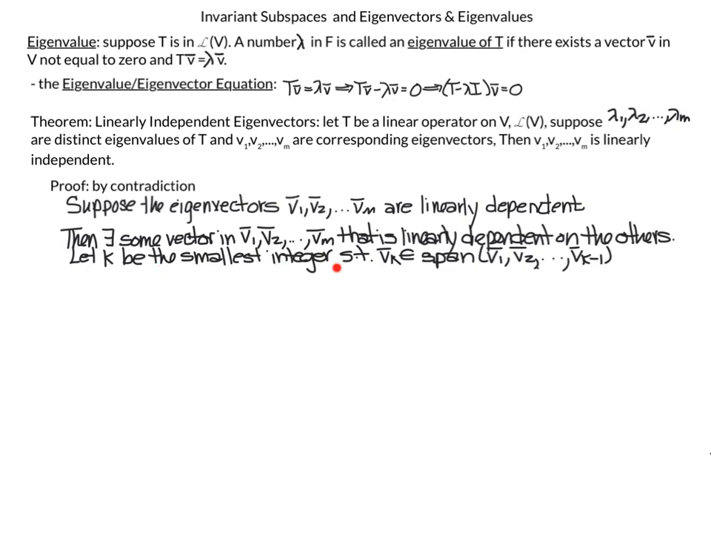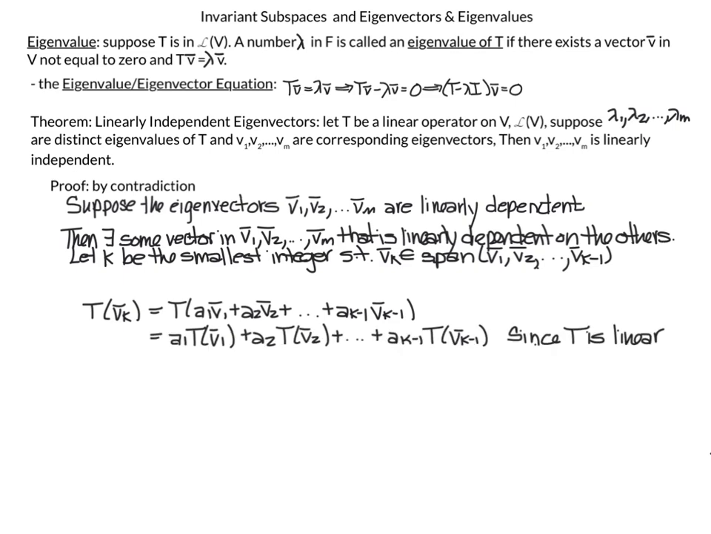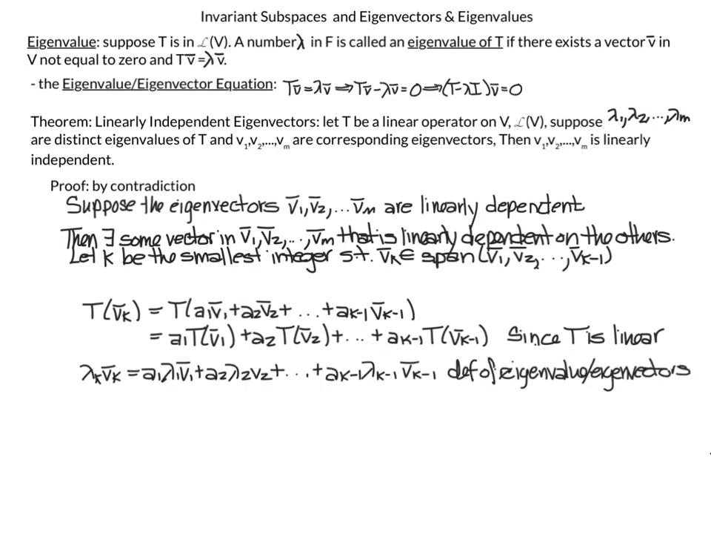Let k be the smallest integer such that v sub k is in the span of the previous k minus 1 vectors. When we take the transformation of v of k, that's T of v sub k. We can now write v of k as a linear combination of the previous k minus 1 vectors. And now since T is linear, we can factor out our constants and we can also separate out our summations.